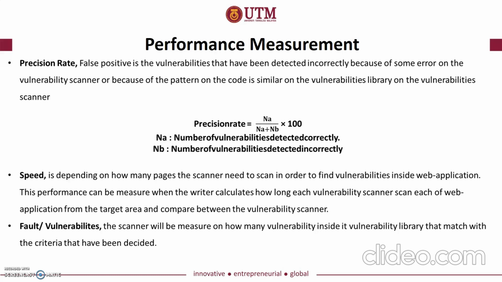The second one is speed. Speed depends on how many pages the scanner needs to scan in order to find vulnerabilities inside the web application. This performance can be measured when the writer calculates how long each vulnerability scanner takes to scan each web application from the target area, and compares the scanners. And finally, fault vulnerabilities. The scanner will be measured on how many vulnerabilities inside the vulnerability library match the criteria that have been decided.